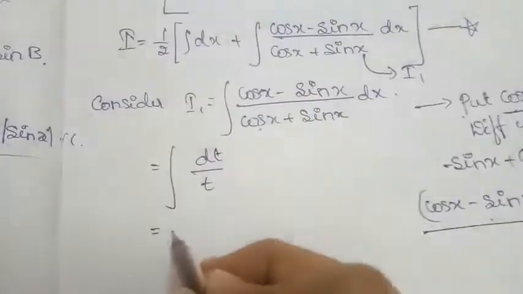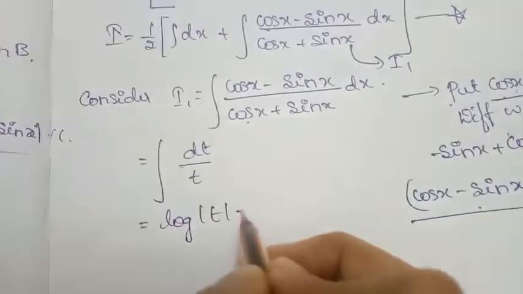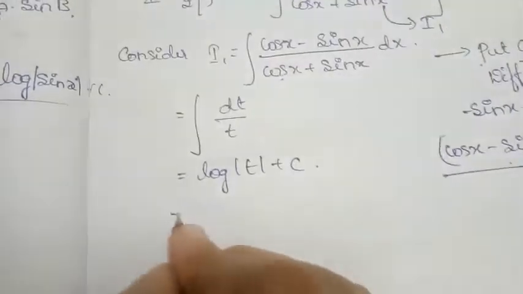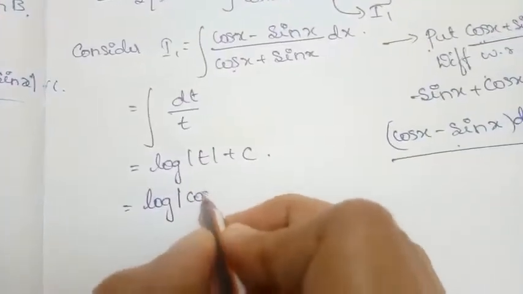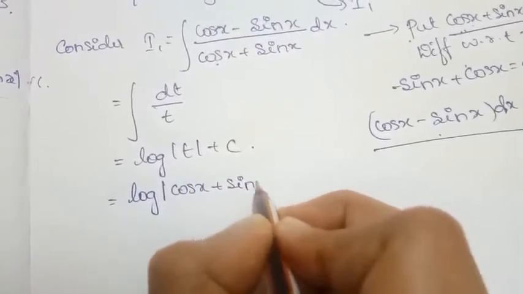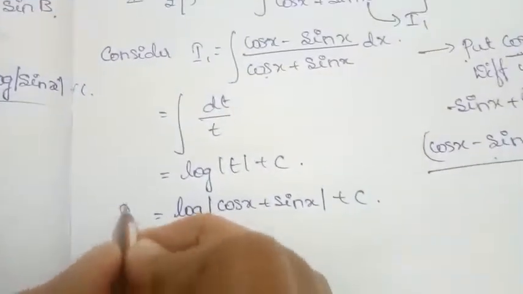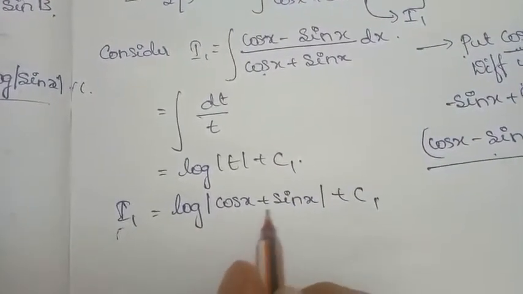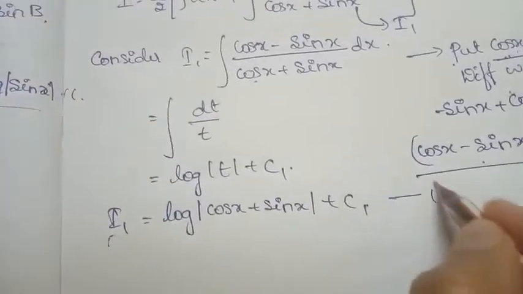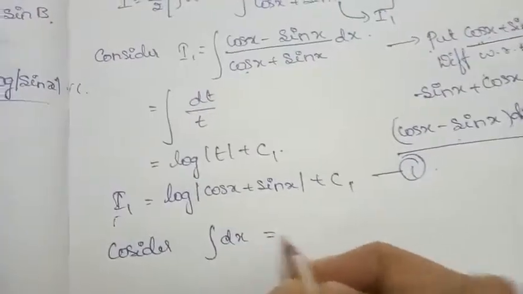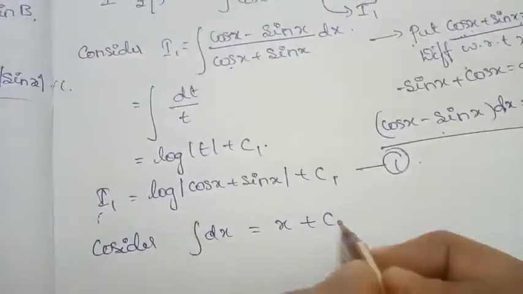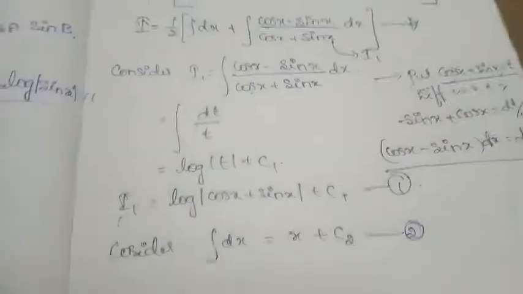The integral of this is nothing but log of mod t plus c. I am resubstituting the value of t. The value of t was cos x plus sin x, so it becomes log of mod cos x plus sin x plus c. I am calling this constant c1. So this becomes log of mod cos x plus sin x plus c1. This is our equation 1. Now I am considering another one, that is the integration of dx. The integration of dx is x plus c2. I am calling this equation 2.